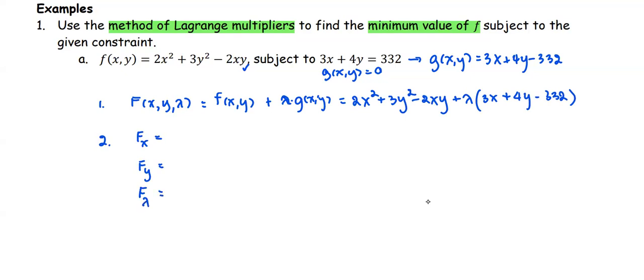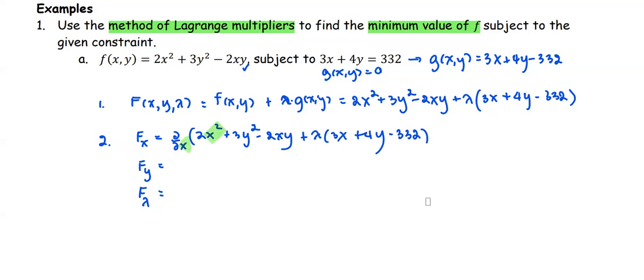For the partial with respect to x, we're going to treat x as the variable. The rest are going to be treated as constant terms. We see x here, x right there, and x right there. Therefore, the first order partial derivative with respect to x is going to be 4x minus 2y plus 3 lambda.